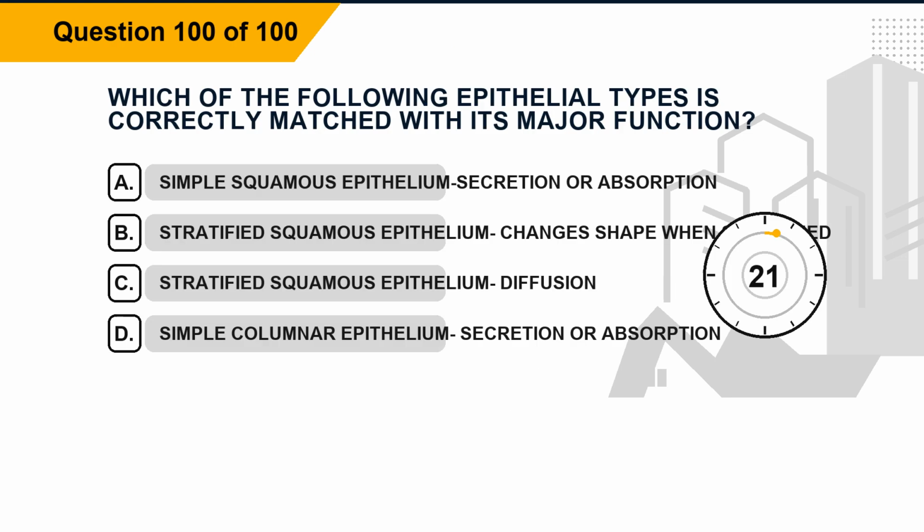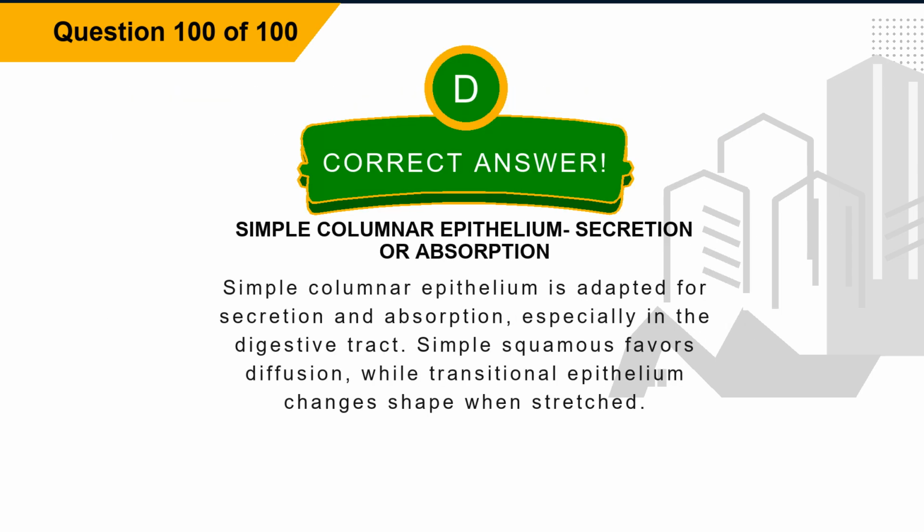Question 100. Which of the following epithelial types is correctly matched with its major function? Option A. Simple squamous epithelium, secretion or absorption. Option B. Stratified squamous epithelium, changes shape when stretched. Option C. Stratified squamous epithelium, diffusion. Option D. Simple columnar epithelium, secretion or absorption. The correct answer is option D, simple columnar epithelium, secretion or absorption. Explanation: simple columnar epithelium is adapted for secretion and absorption, especially in the digestive tract. Simple squamous favors diffusion, while transitional epithelium changes shape when stretched.